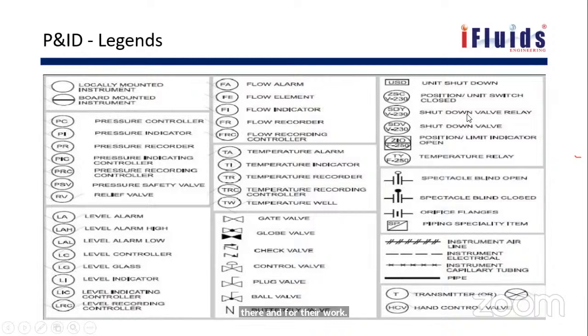And then in the last column, you can see it is mentioning unit shutdown related items, that means things related to safety. That means shutdown related things: position units which close, shutdown valve, relay, SDY. So these are the typical things.